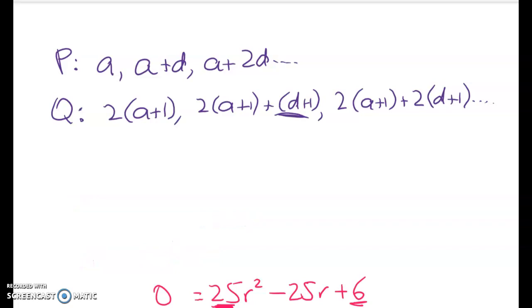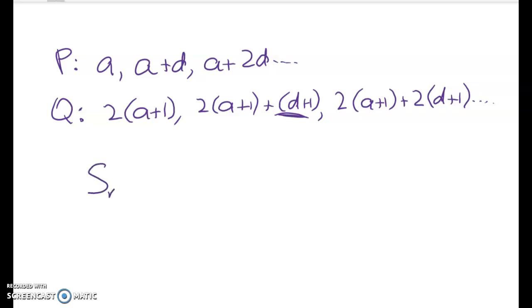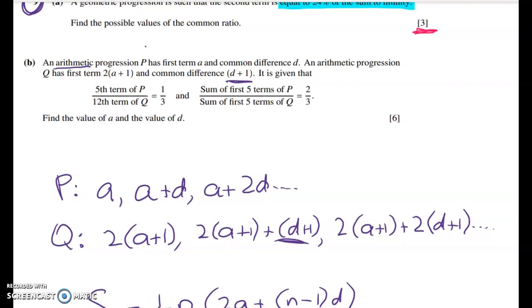We also want to know the formula for the sum of n terms in an arithmetic progression. So the sum of n terms is equal to half of n times 2a plus n minus 1 lots of the common difference. Now we need that because we're told that we've got two bits of information. We've got the 5th term over the 12th term is equal to 1/3, and then we've got this information here about the sum of the first 5 terms.